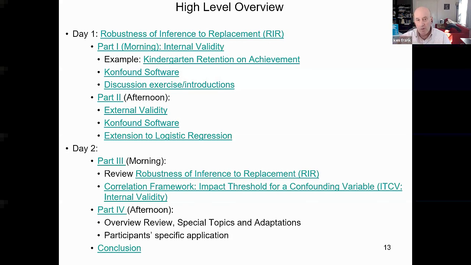Tomorrow, we'll do a little review, and then we'll turn to the impact threshold for the confounding variable, this alternative framework that's based on correlations. When we do that, if there's time, we'll be able to relate either of the techniques to some other techniques that are out there. We're certainly writing about that these days. We'll see how our timing goes.